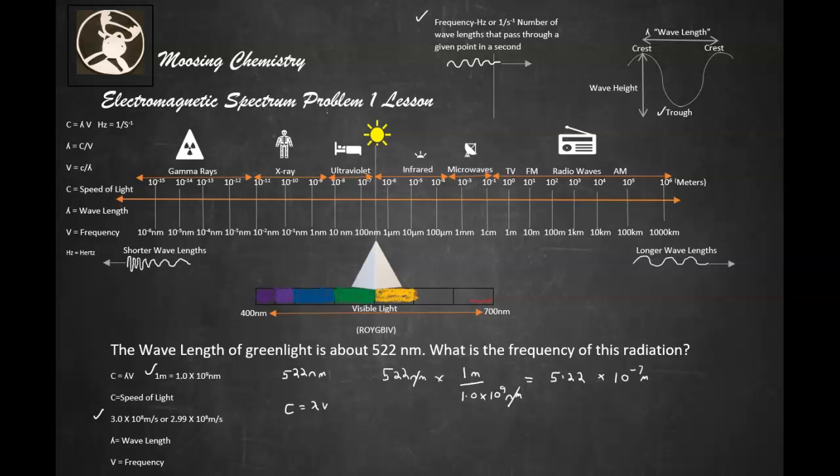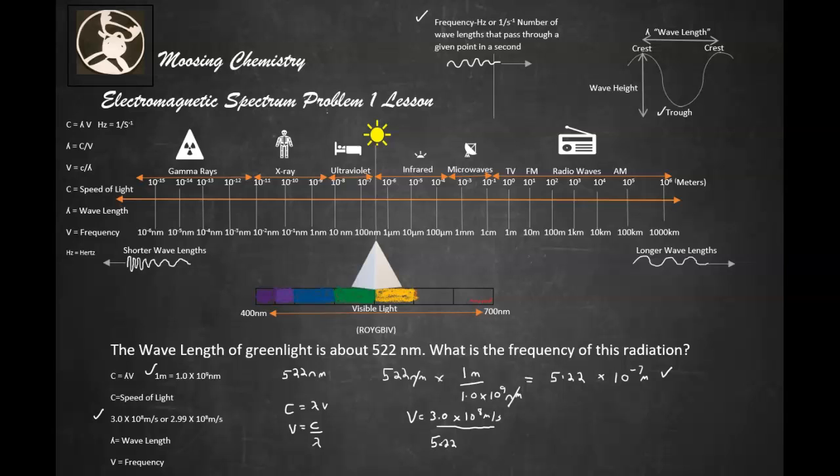So let's take c equals lambda v here, and let's change the formula to solve for frequency. So frequency equals c over lambda, right? So now we're going to go v equals the speed of light. We're going to use 3.0. We could use 2.99, but we're not going to get that much difference. 3.0 times 10 to the 8 meters per second divided by our meters here, right?